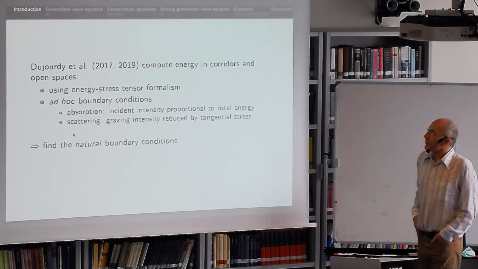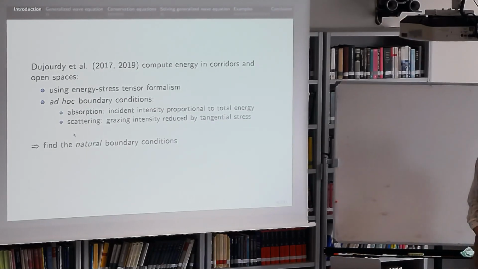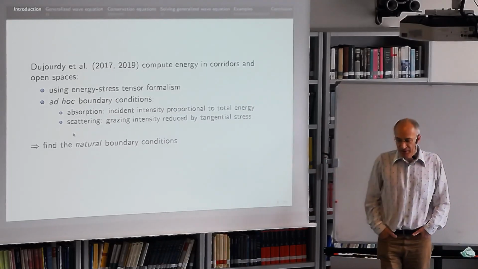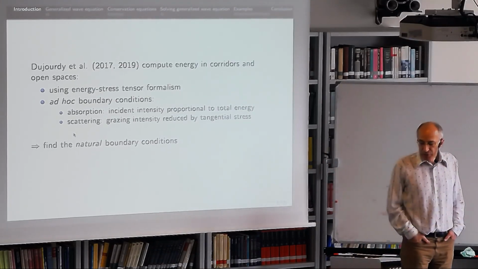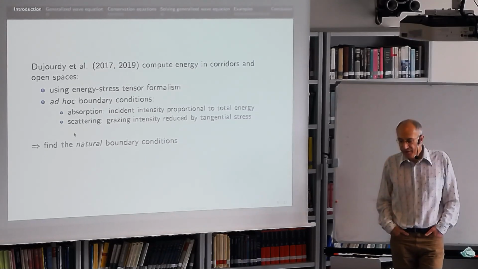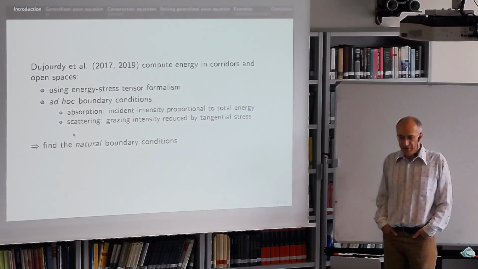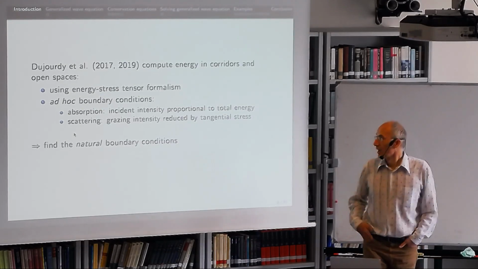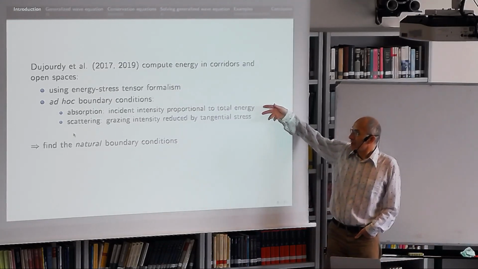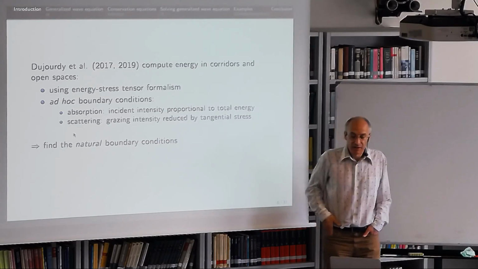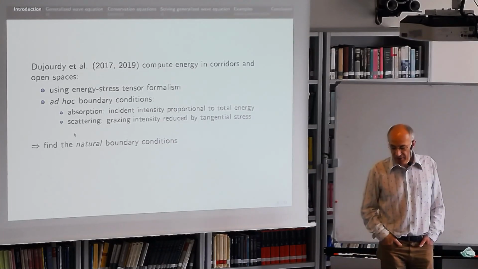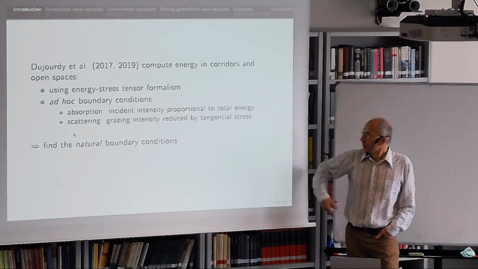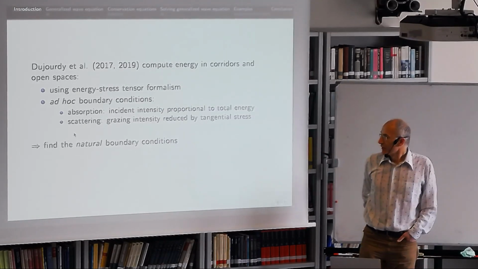Then there is a third reason, which is the papers that Hugo Dujourdet and myself have been publishing in the last years, where we compute energy in corridors and open space using the energy trace tensor formalism. And there we use ad hoc boundary conditions, which are actually the absorption coefficient, where incident intensity is proportional to total energy, and scattering, which was grazing intensity reduced by something we call tangential stress.